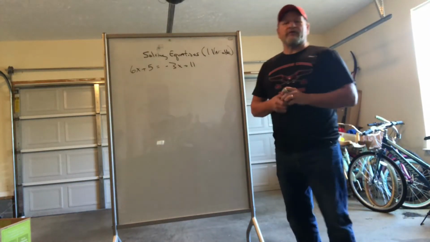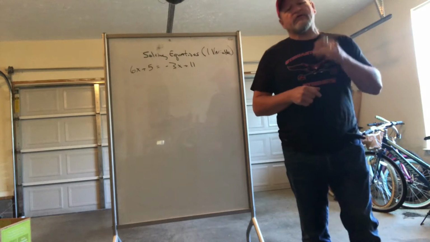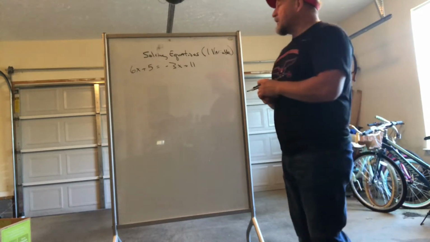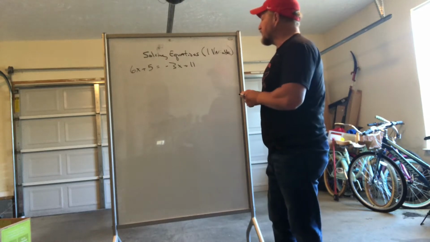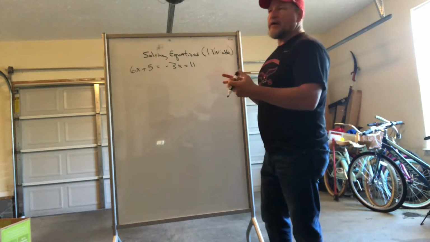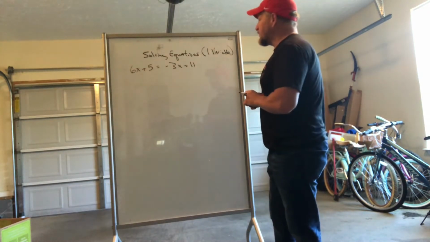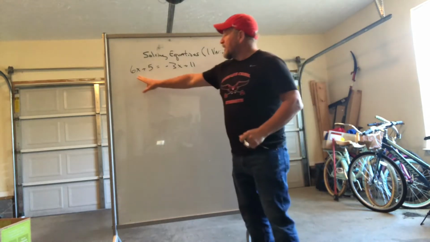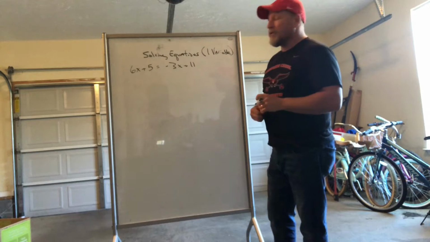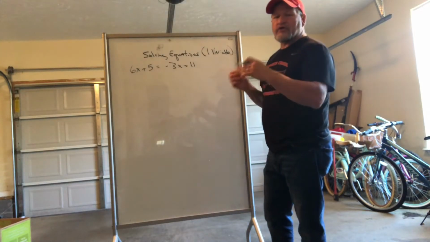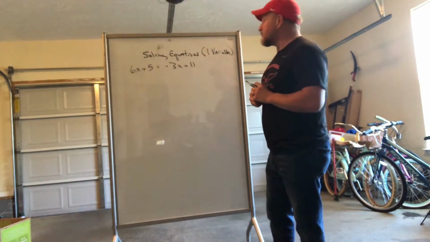What we're going to talk about this time is solving equations, especially equations with one variable. Notice we have here an equation: 6x plus 5 equals negative 3x plus 11. One thing that's different from some of the easier equations is we've got x on both sides. So some concepts within this that we need to know. We need to understand how terms move across the equal sign.